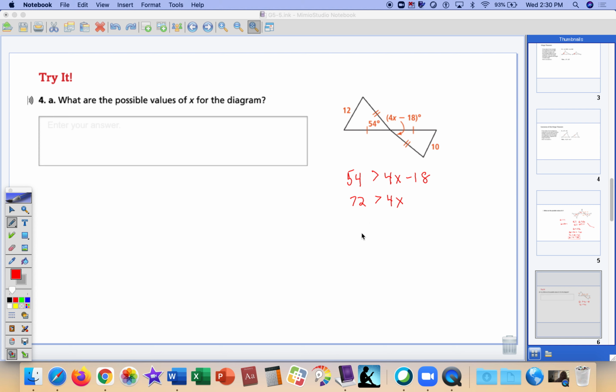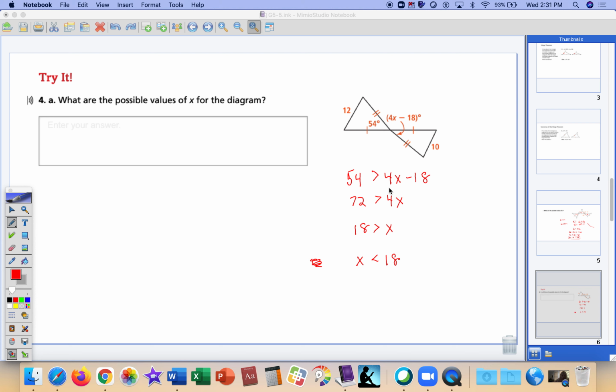If we divide by 4, we get 18 is greater than x, and you should always start with x. So x should be less than 18. But it can't just be that.